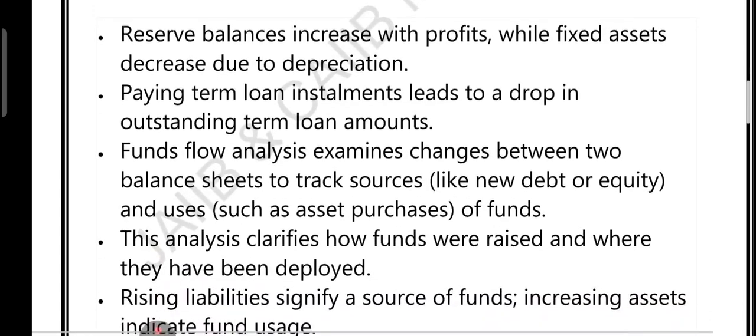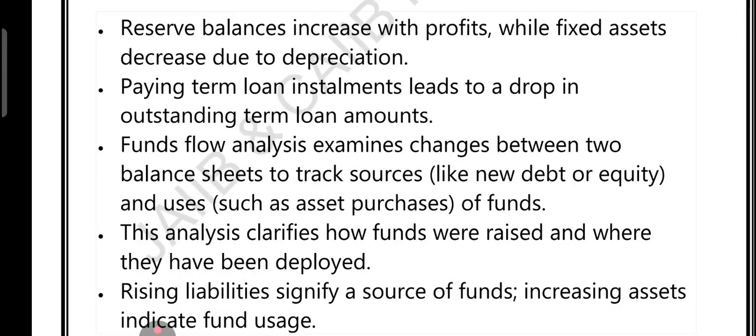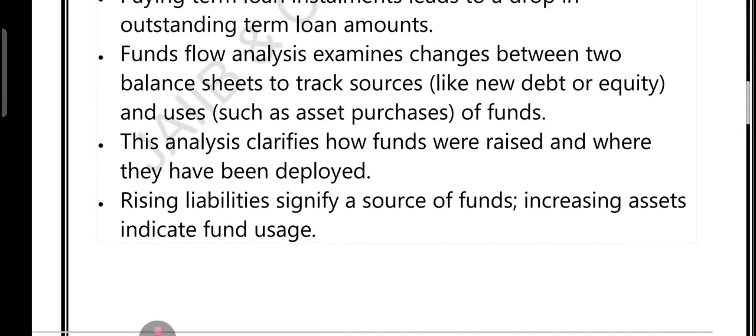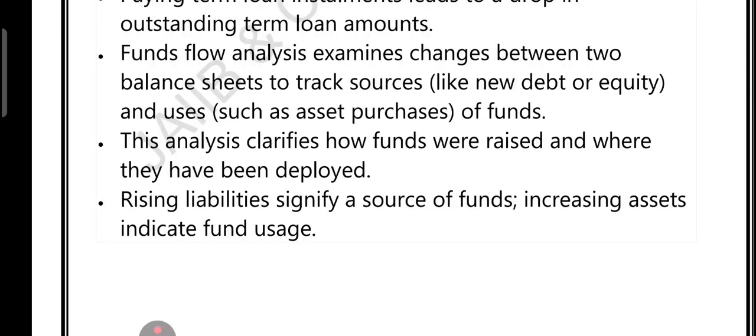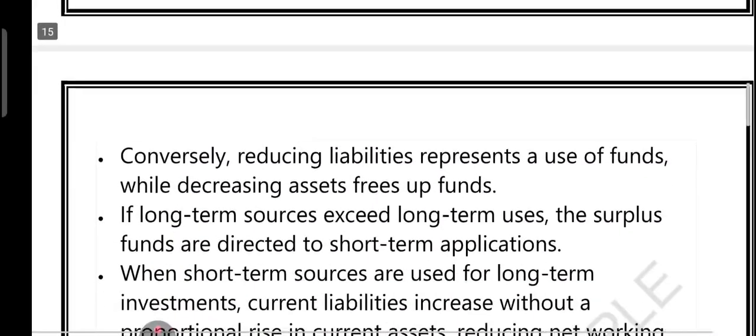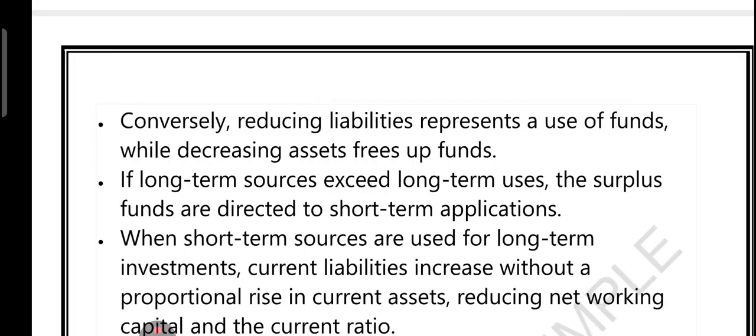So what is the fund flow basic? It compares two balance sheets to track where the fund came from, like new loan, capital, and where they are used, like buying the asset. Now try to understand. If the liabilities go up, that is a source of fund. If the asset goes up, that is a use of fund. If liability falls, that is a use of fund. If asset falls, fund gets freed up.